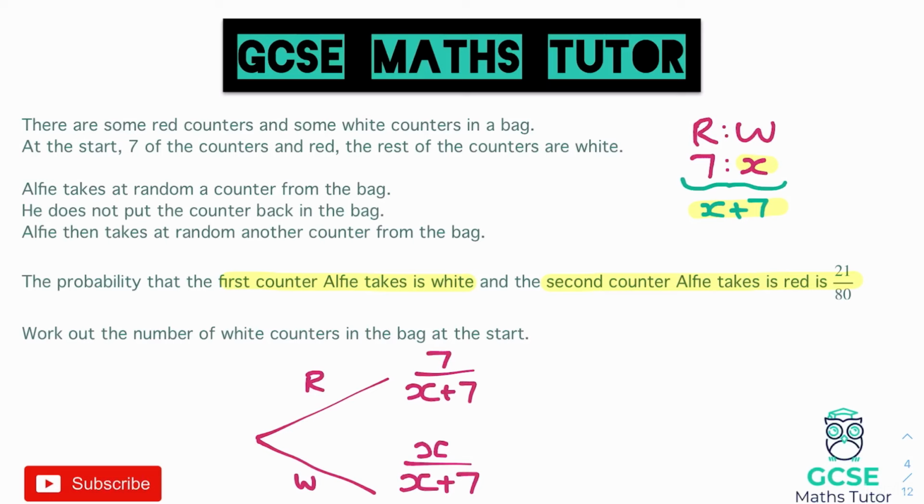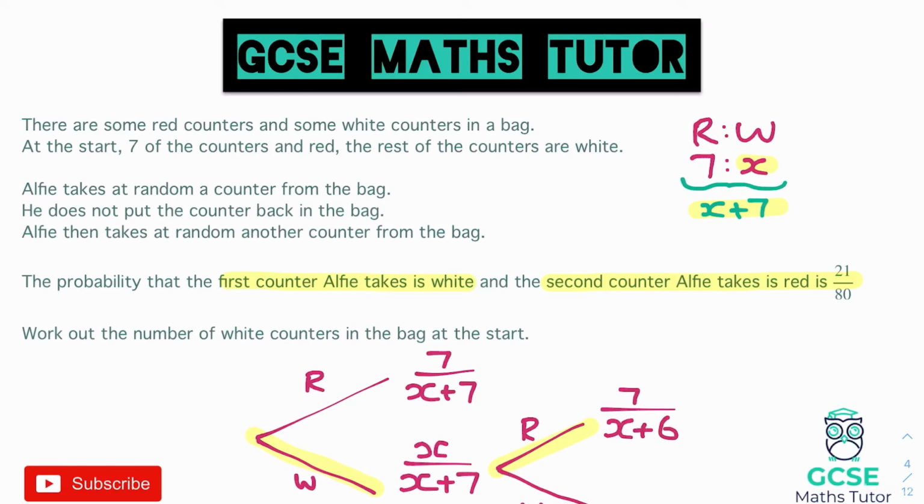Now the second counter that we are going to take is going to be red, so that's going to be the upper route, and we're not going to draw the whole tree for this one, because we're only going to look at this one part of the journey, which is taking out a white and then taking out this red. Now the probability, and this is why I wrote down the probability for red there, because we've taken out a white, the numerator is not going to change, so that is still going to be 7, although it is going to be out of X plus 6 now, as one of the counters has been removed and not replaced.